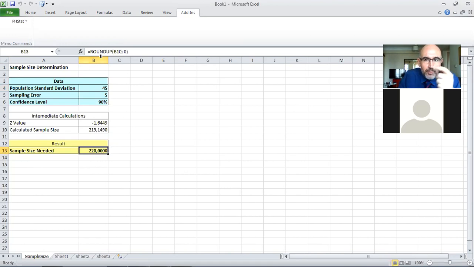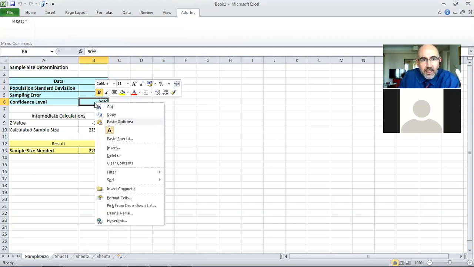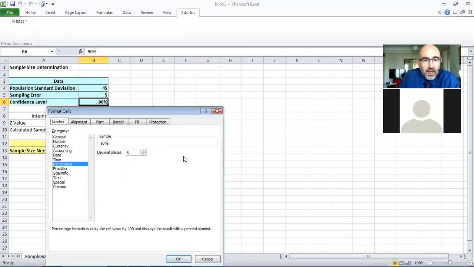Here it's rounding up using the roundup function of the result. And the result is basically the same formula. It uses the z-value, which is B9, and the z-value uses the norm.s.inv function. And as input to that, it uses 1 minus the confidence level, given as 90% here. Okay. Now, this number is really 0.90. So it's just from formats, we selected it to be a percentage.